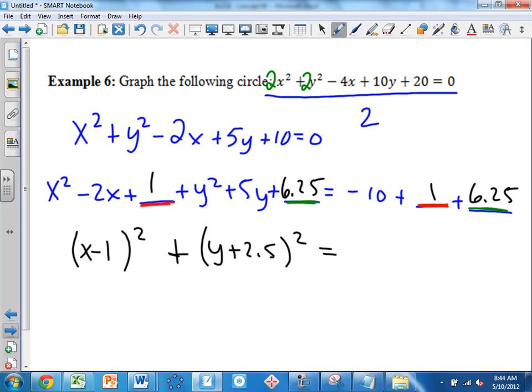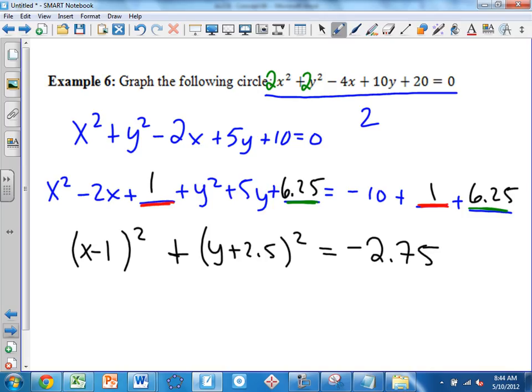On the right side, we got 7.25 and -10. Please, guys, negative, negative here.